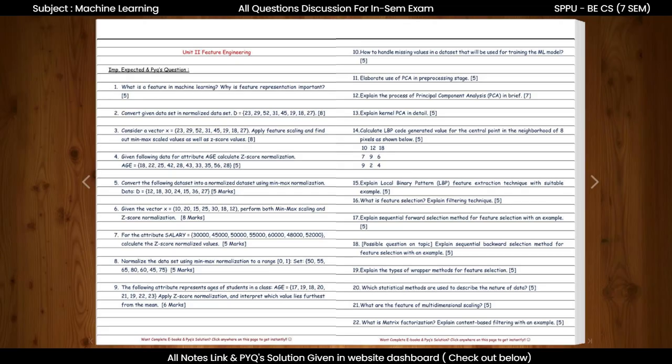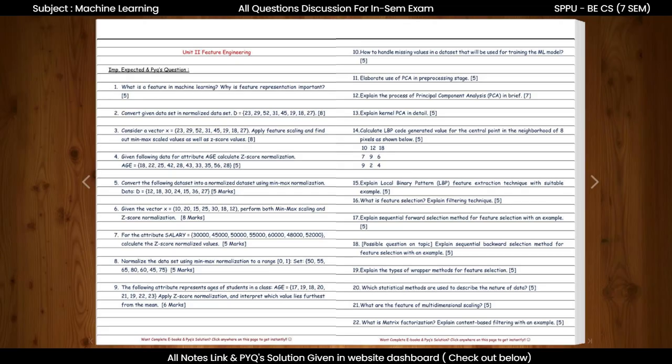This method is especially useful when the data contains outliers, because it centers the data and helps in removing skewness. Now let's move on to our next important topic, min-max normalization of a data set. From this topic, we can expect questions like, convert the following dataset into a normalized dataset using min-max normalization.